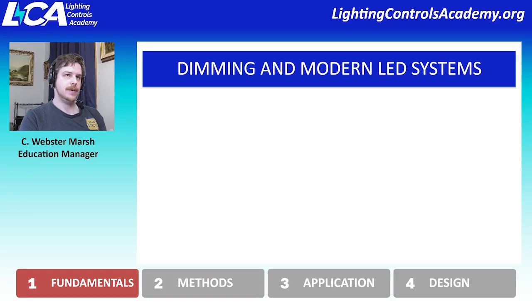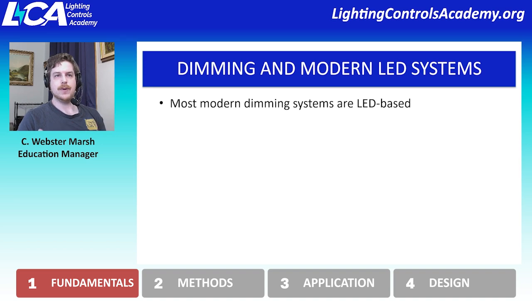So let's talk about dimming with modern LED systems. With most modern dimming systems, we are primarily talking about LED-based fixtures nowadays. We do see every now and then still some other legacy type systems or some newer systems that really aren't LED based at all. But for the most part, with commercial and industrial and residential, we are most likely going to be dealing with LED.